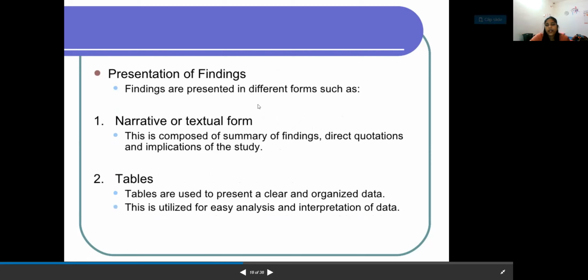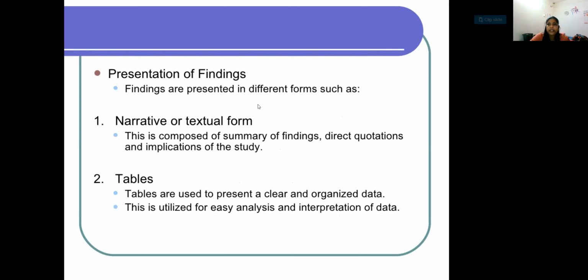Next is presentation of findings. After data collection, we have to convert the data into codes and prepare a master coding sheet. After that we go for the analysis. We have to use two types of analysis: descriptive and inferential. In descriptive analysis, we identify the characteristics of the sample. Inferential analysis we use for the relation between two or more variables, and for hypothesis testing.